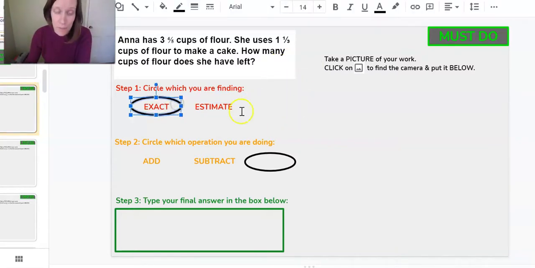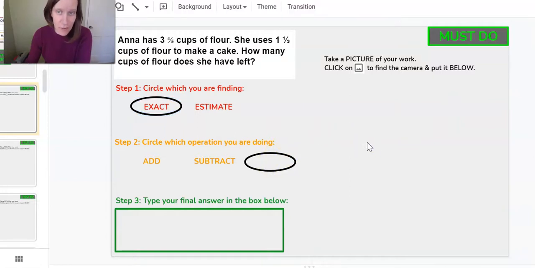which means when I actually do my work, I will be making sure that I am finding a least common denominator and putting the exact answer. So step 2 says circle which operation you're doing. I have to decide, am I adding or am I subtracting? So I go back to the problem and read it again. We're reading the problem at least 3 times to make sure we're doing it the right way.